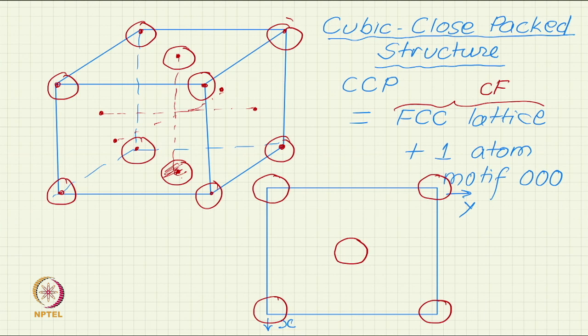So, there is an additional point there, which was not there in simple cubic, and in body centered cubic it was there, but was at half height, but now at 0 height we have an atom there. The top face center projects at the same location. So, as we know that if there is an atom at 0, there is obviously an atom at 1.